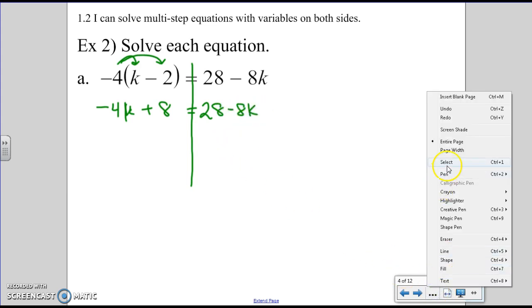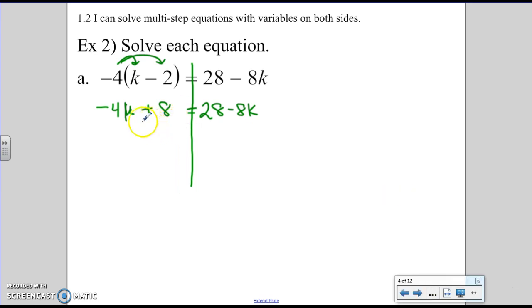So that was step 1. Step 2 tells me to go ahead and simplify or combine like terms on the left side. Well, I cannot combine negative 4k and 8 on the left side, so we're going to leave it. And I cannot combine 28 and negative 8 on the right side, so I'm going to leave that as well.